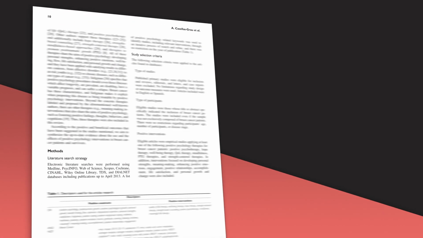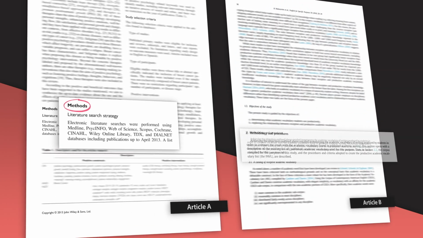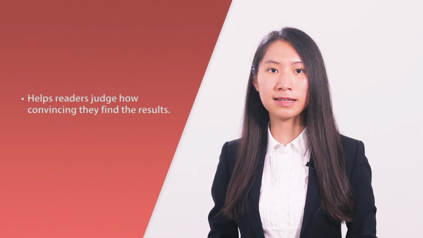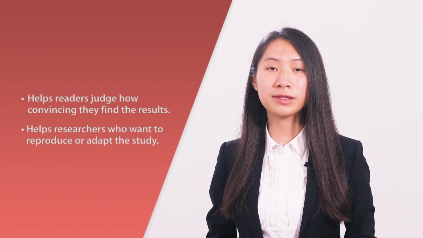The heading can be worded in different ways. For example, this is called methods, and this one says methodology and procedures. The purpose of the methods section is to describe how the research was carried out. This helps readers judge how convincing they find the results. It also helps researchers who want to reproduce the study.